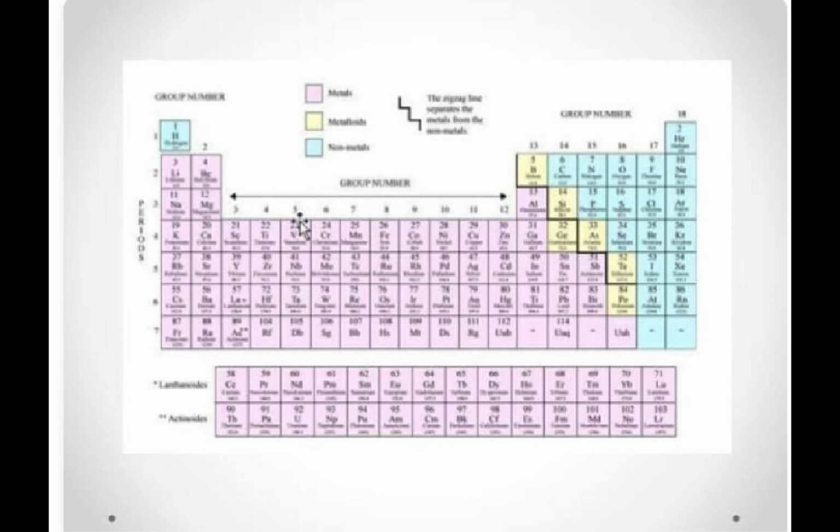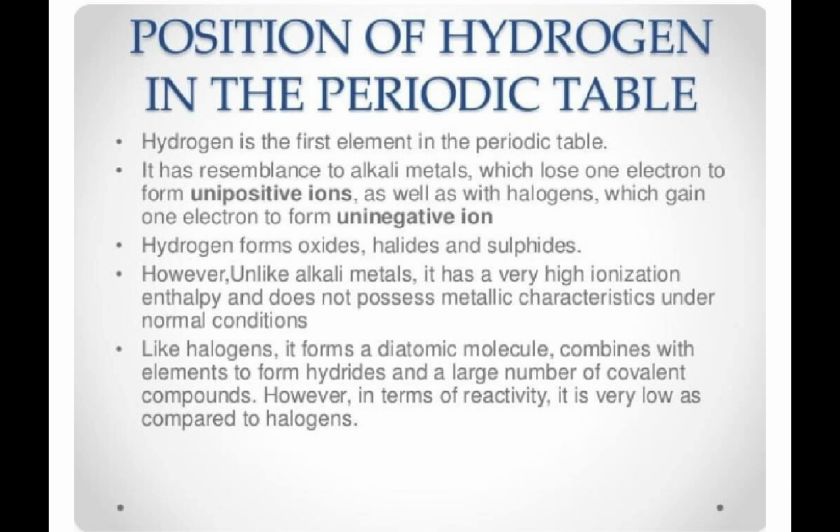Now, you can see the position of hydrogen in the periodic table. Hydrogen is marked with H in blue color. Then you can see yellow color for metalloids and pink color for metals. Hydrogen is placed in group 1, it is the first element of the periodic table, and mostly it resembles alkali metals.